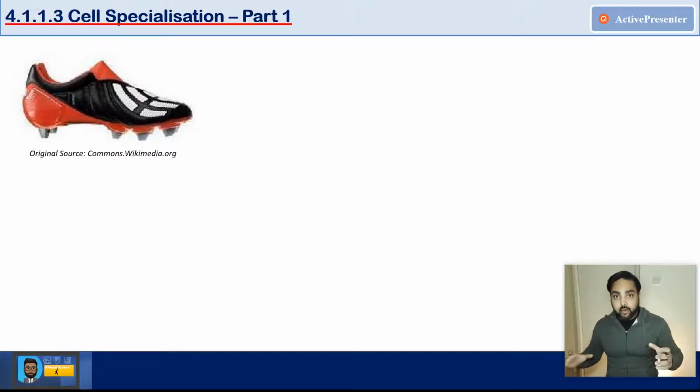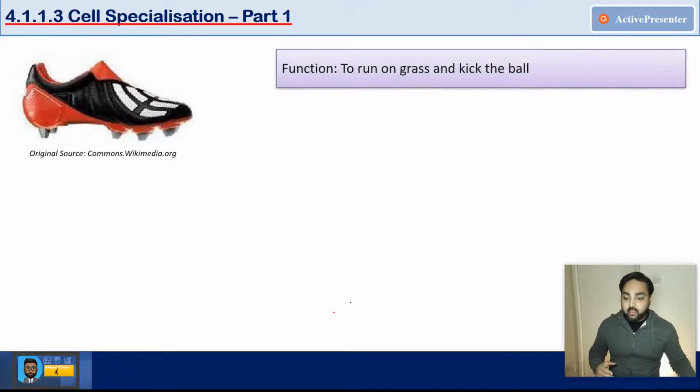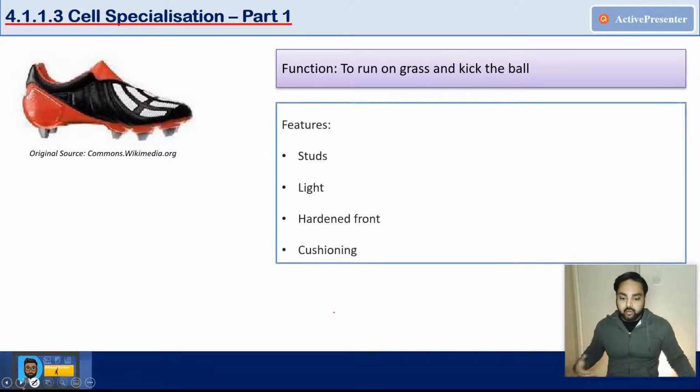In particular, I'm going to focus on a football boot. There's a reason why, because it's got very specific features which help us to understand the link between them. The function of a football boot is to run on grass and kick the ball. At its base level, that's what we are asking a football boot to do, to be comfortable while we're doing that. There are various different features of a football boot which make it useful for carrying out its function of running on grass and kicking a ball.